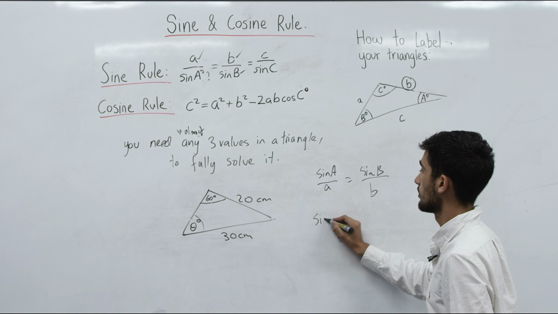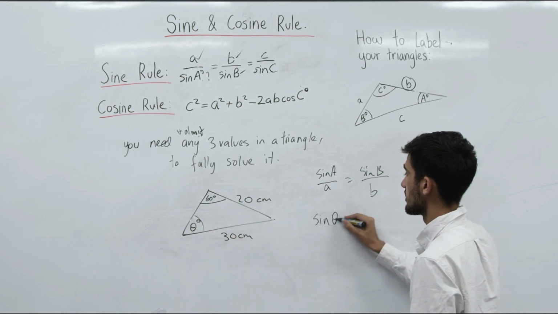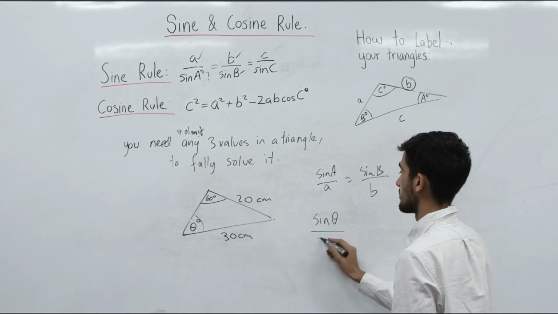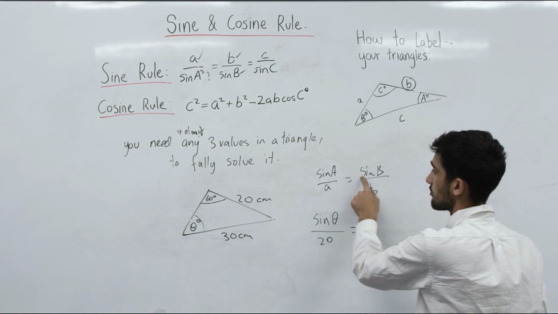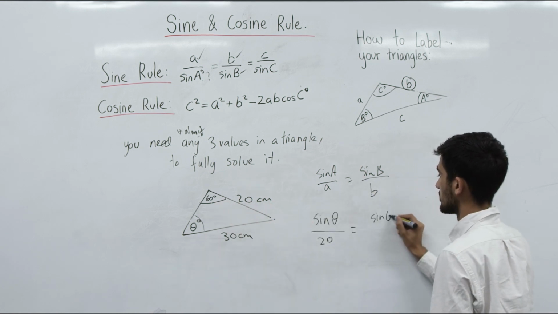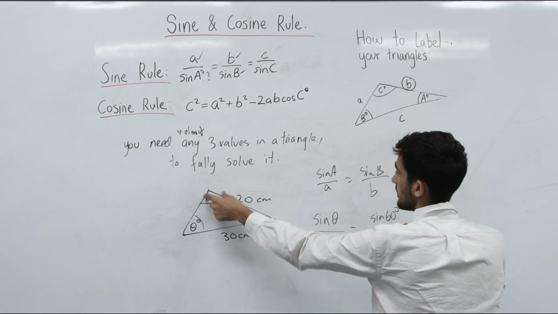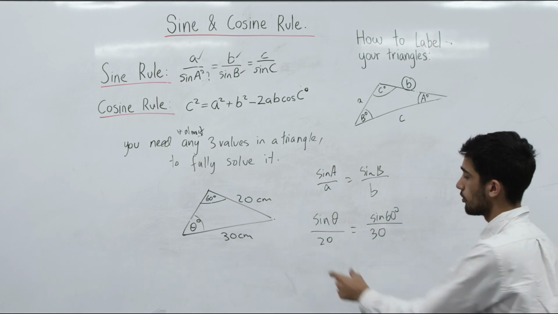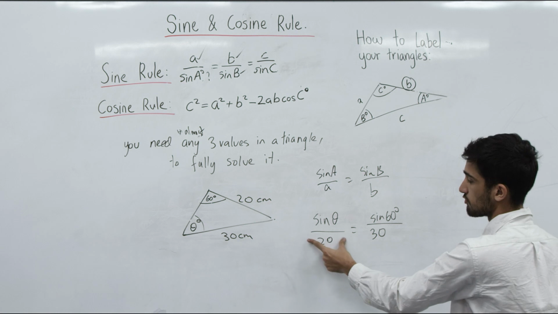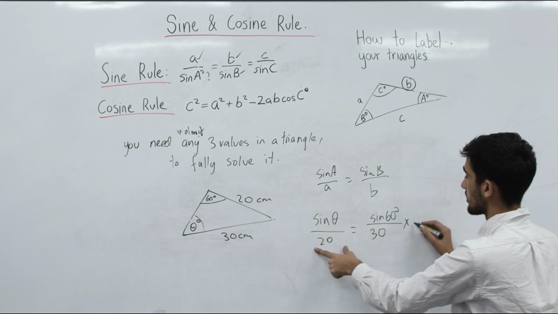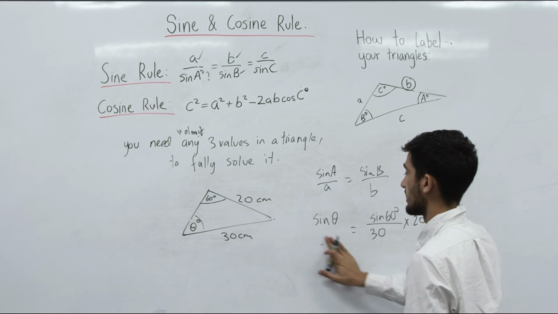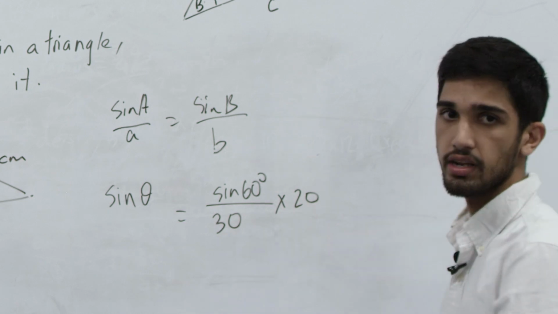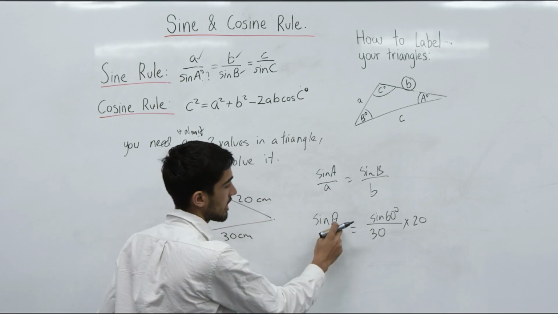What's the sine of A? When we labeled our triangle, we called A theta. So we can put theta back into the equation. What's the length A? It's 20 centimeters. What's the sine of B? It's the sine of 60 degrees. And what's the length B? It's 30 centimeters. So all we have to do now, just like before, is bring that 20 over to this side. If it's divide by 20 on the left-hand side, it becomes multiply by 20 on the right-hand side when you move it. And we get the sine of theta is equal to the sine of 60 over 30 times 20.